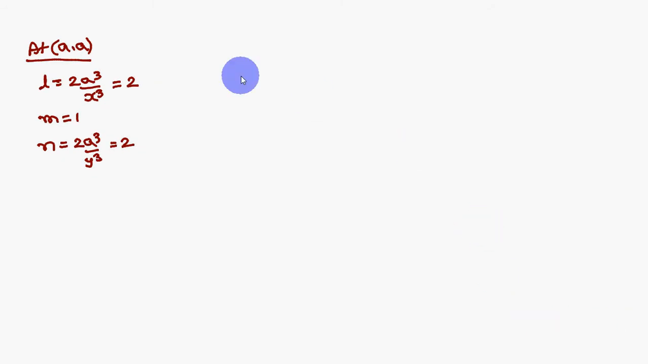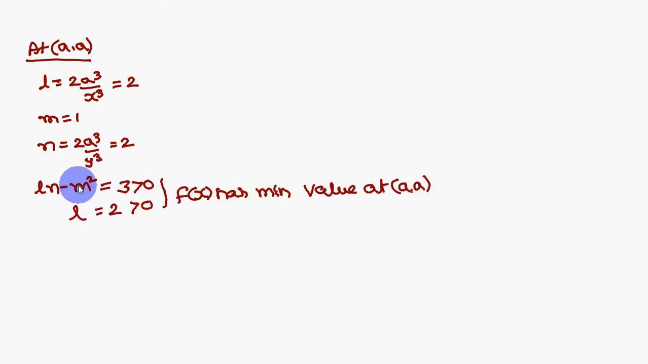(a, a). Therefore the L value: in place of x put a, in place of y you substitute a. Therefore 2a cube by a cube means 2. Similarly the M value is 1, here also in place of y substitute a. 2a cube by a cube means 2. Therefore ln minus m square is equal to 3, a positive value, and L is also a positive value. Therefore f of x has a minimum value.